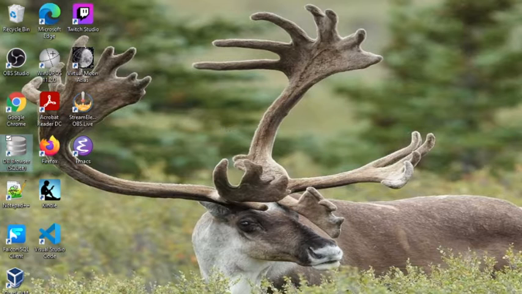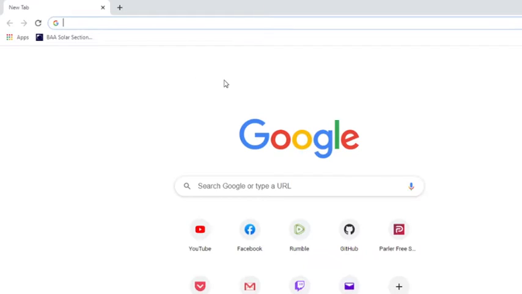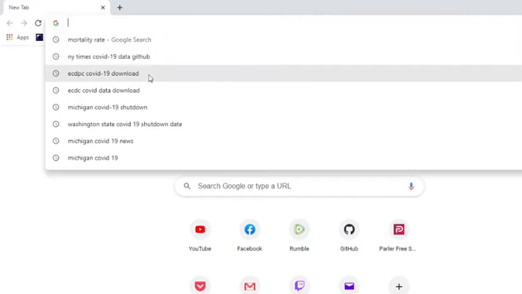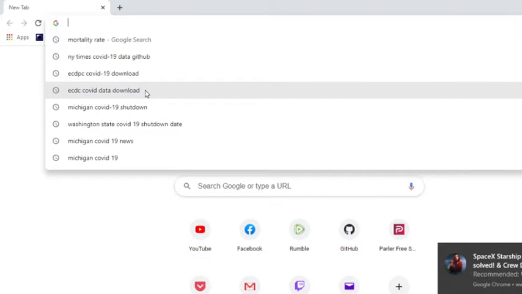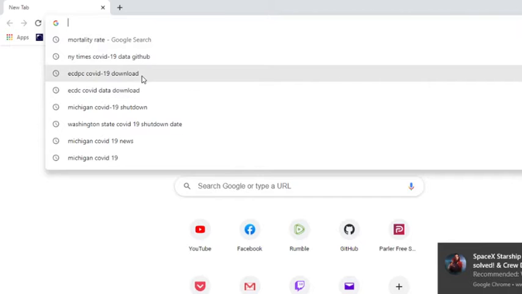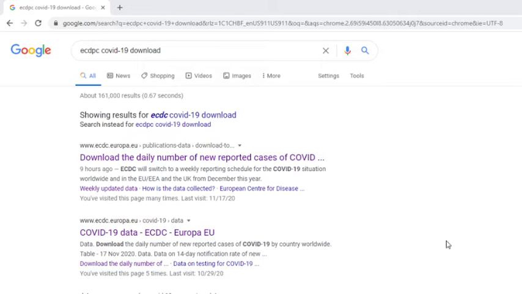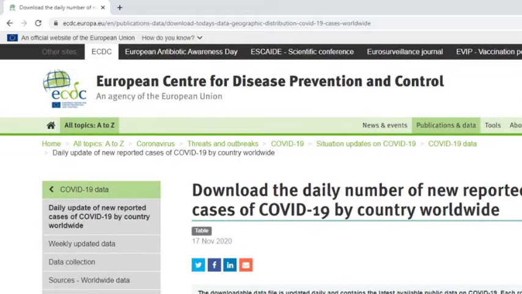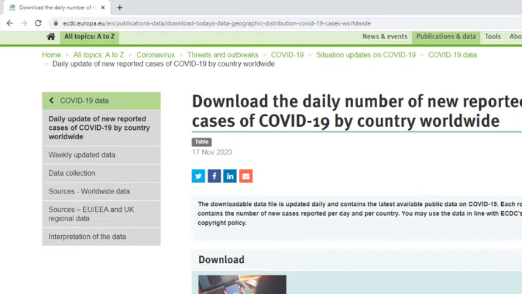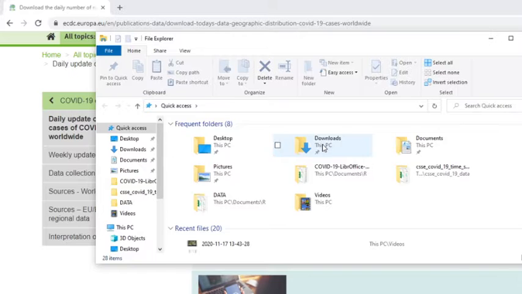Okay. So first of all, let's go get some data. You can search for European Center for Disease Prevention Control COVID-19 download. Okay, then you see download daily numbers, and you download this down here, and you come over here, downloads.